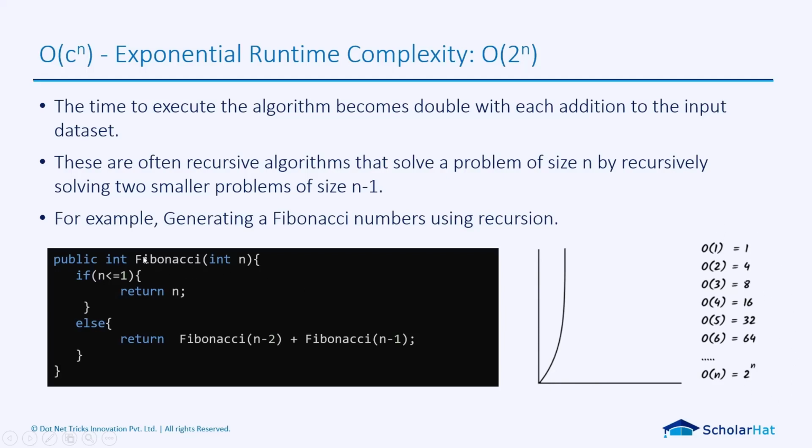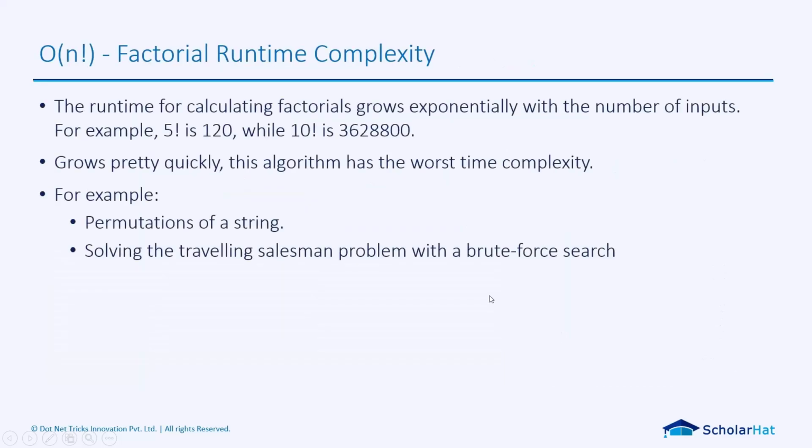So this is the Fibonacci, finding the Fibonacci number, right? But it's done using recursion, the same function calling itself. So that's why it is going to give O of 2 to the power n, that is big O of 2 to the power n. We'll bifurcate more again. Next up, that is factorial runtime complexity.